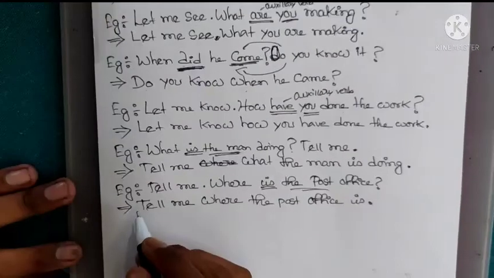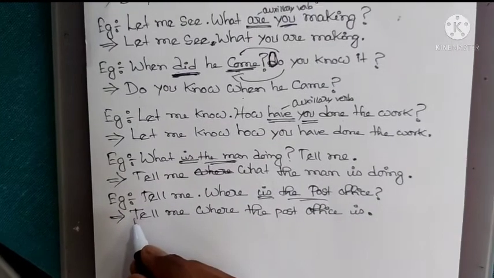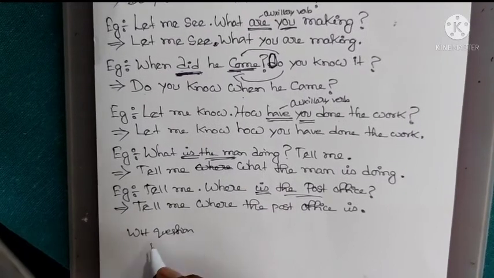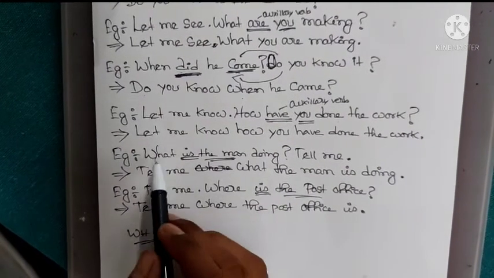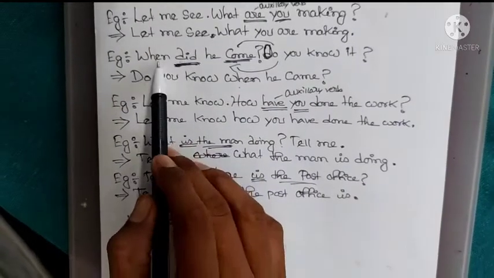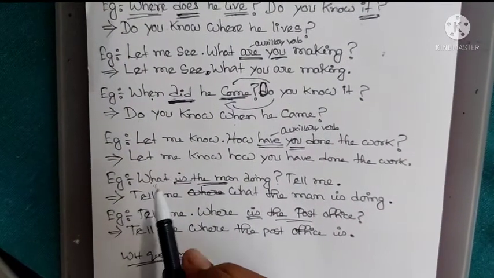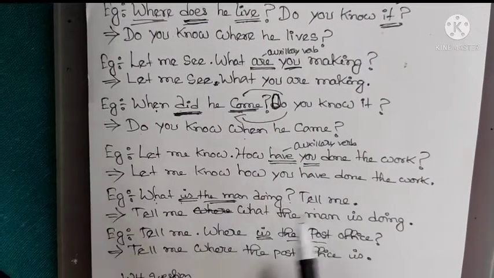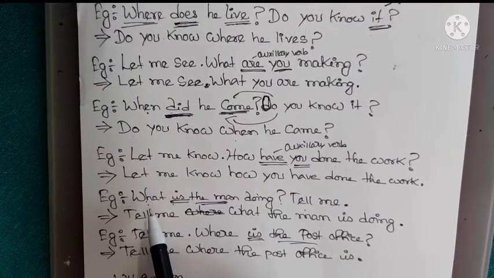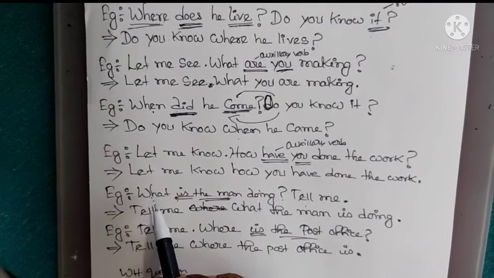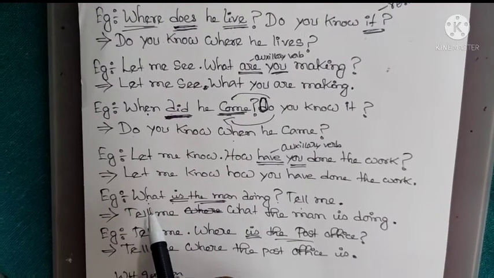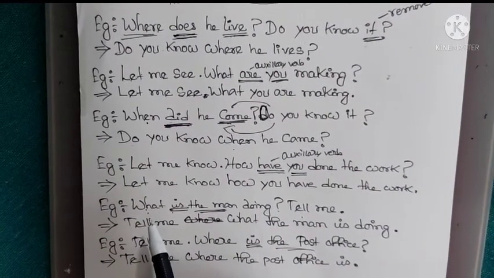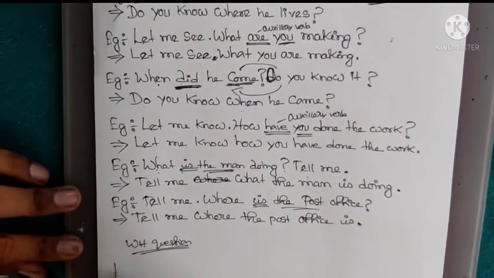Here is another thing you have to remember. In a WH question, here it is what, here it is when, right? Instead of them, if there is "who" in any one of the sentences, then we have to continue the same sentence. That means we cannot change the sentence, it will remain the same. Let's see an example of that type.